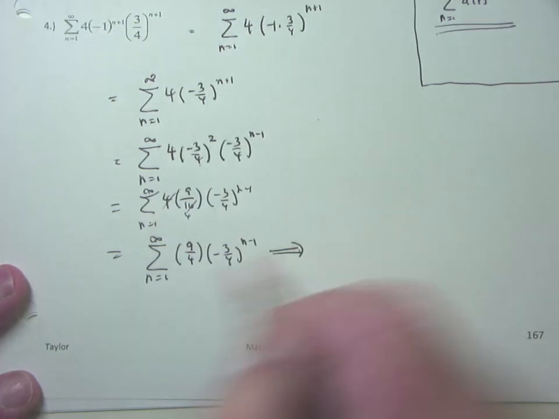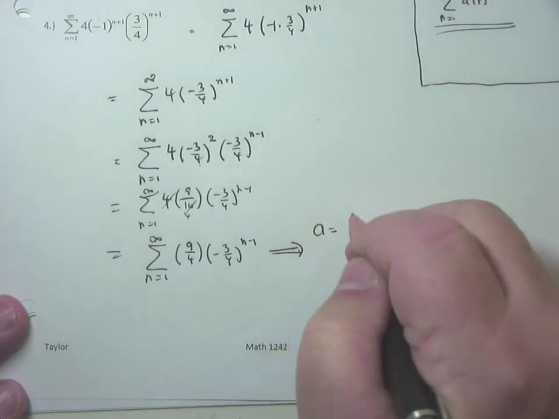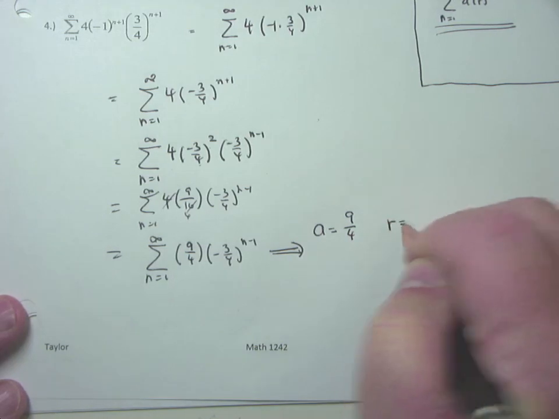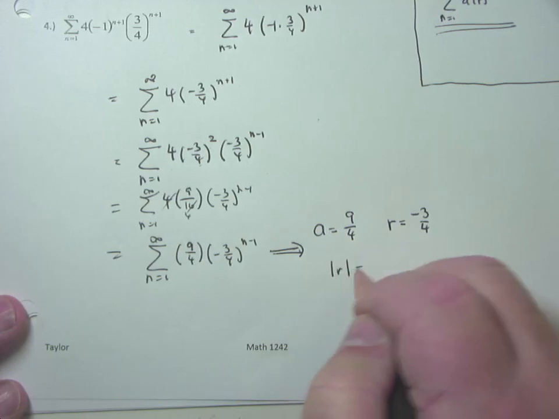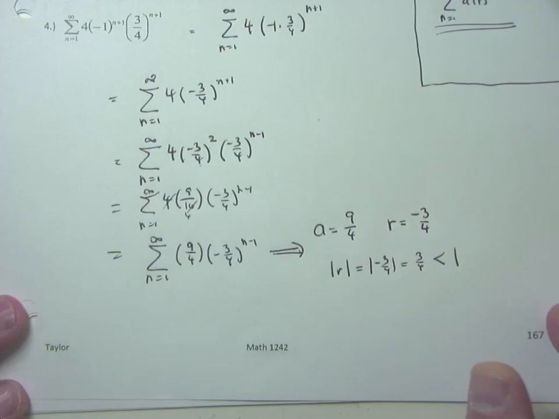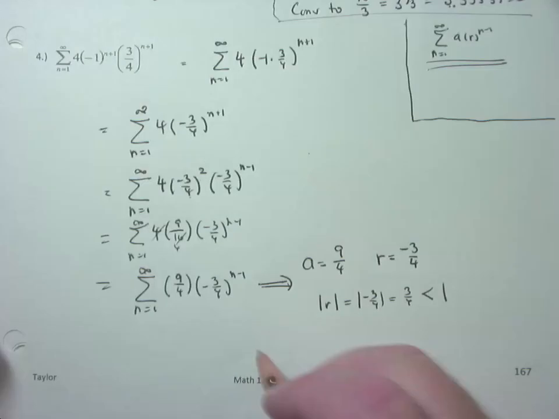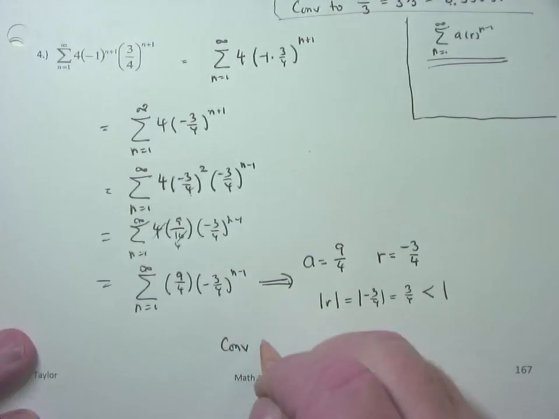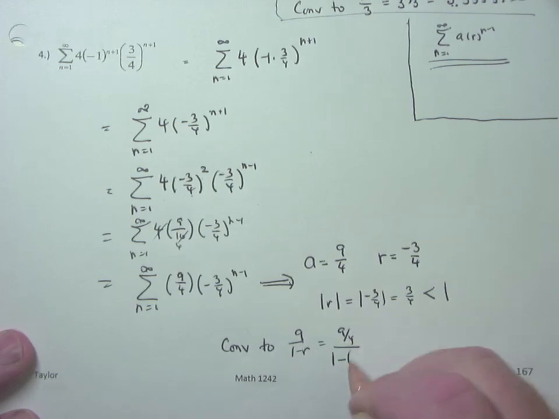Now I've got it written in geometric series formula. I can tell you that a is equal to 9/4, and r is equal to -3/4. And since the absolute value of r, the absolute value of -3/4, is 3/4, which is less than 1, according to my formula, when the absolute value of r is less than 1, we know this is going to converge or add up to the formula a over 1 minus r, which is 9/4 over 1 minus -3/4.